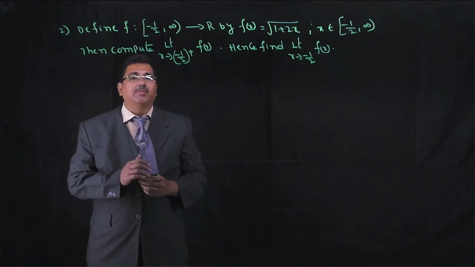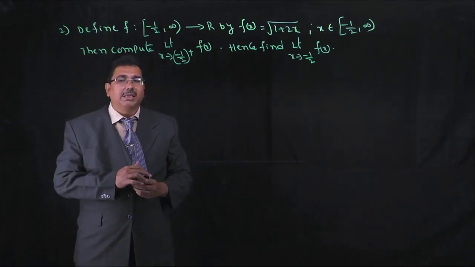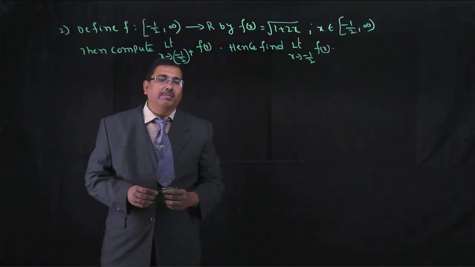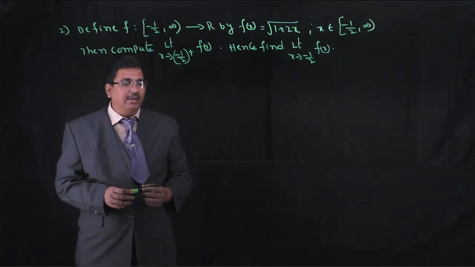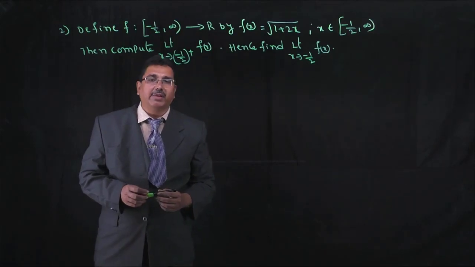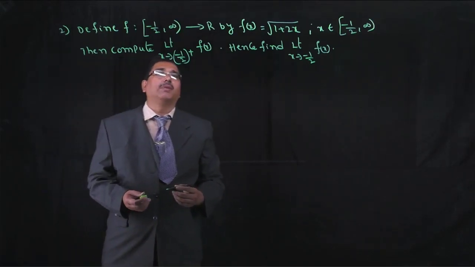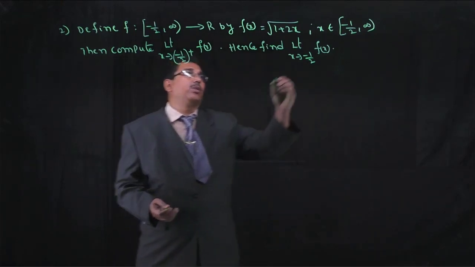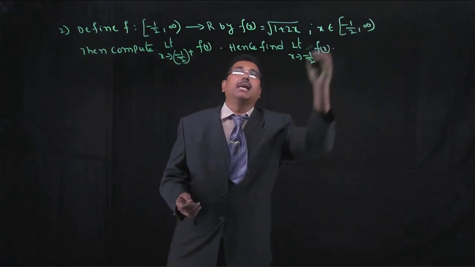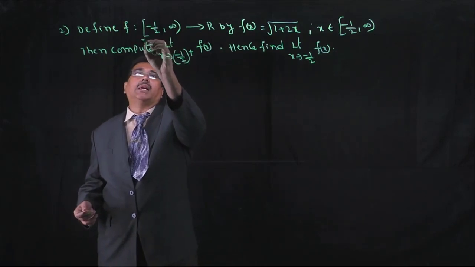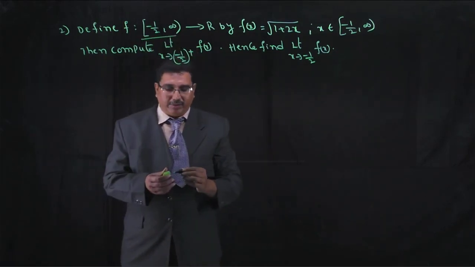See the problem very carefully. This is a different problem, different from previous problems. See, what is the domain of this function? Minus 1 by 2 comma infinity. This is the domain of the function.